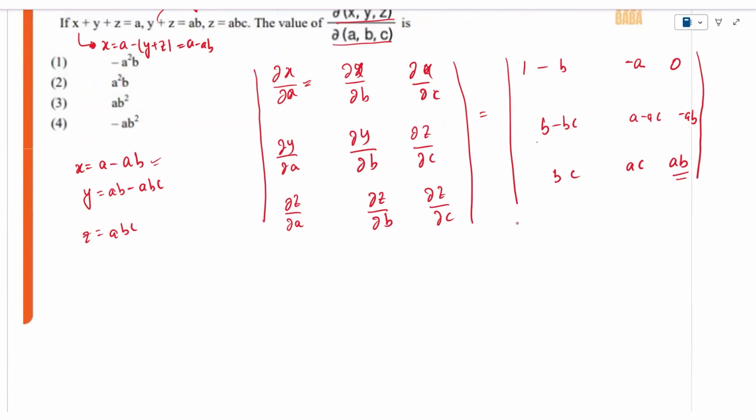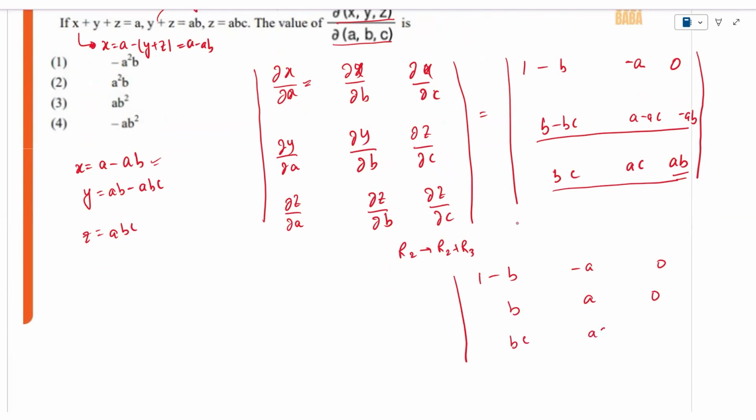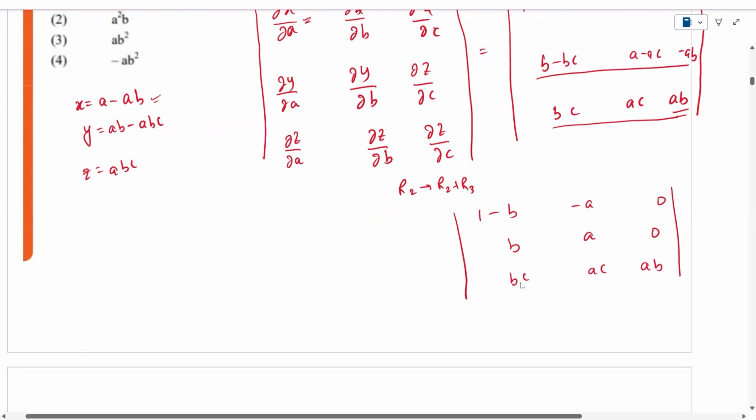So we will get the matrix here, and now we will apply mathematical operations to simplify this matrix. For that, we will add R2 and R3. So we will apply this operation: R2 tends to R2 plus R3. So we will get 1 minus b, minus a, 0; b, a, 0; bc, ac, ab, right?